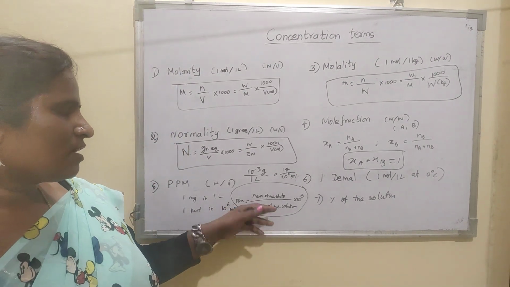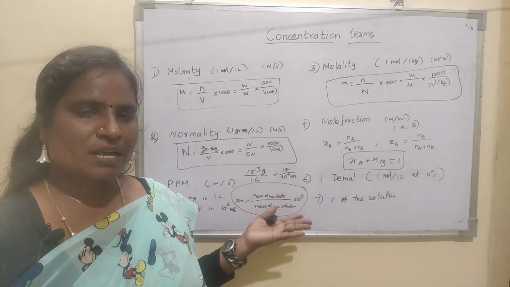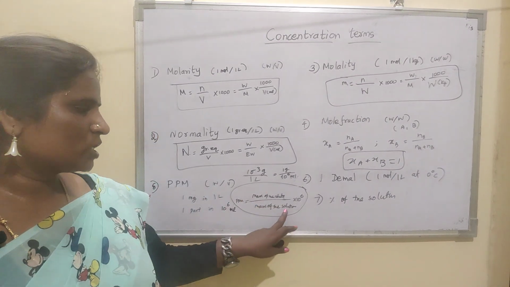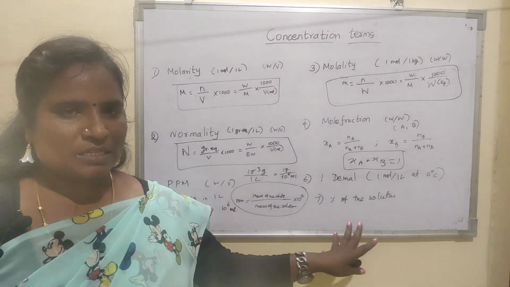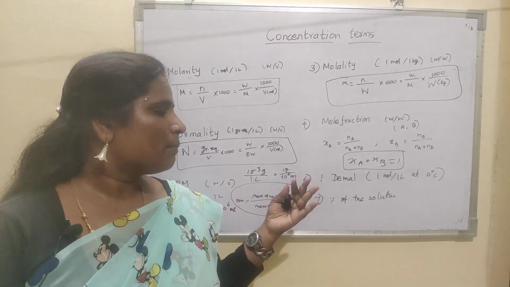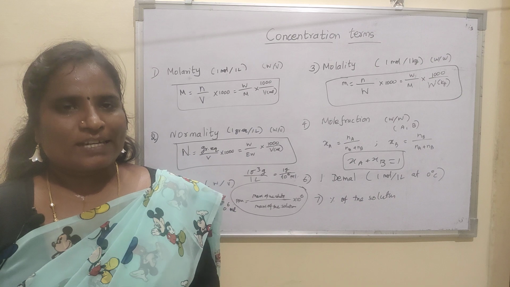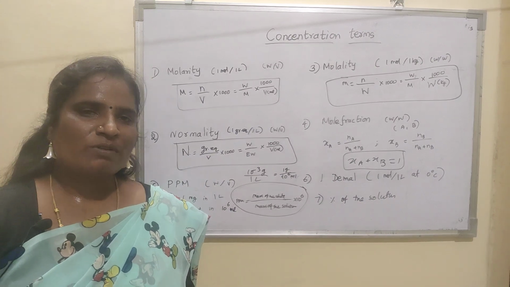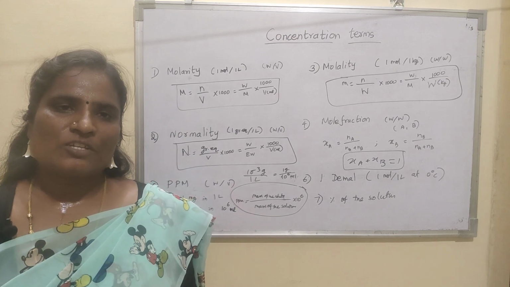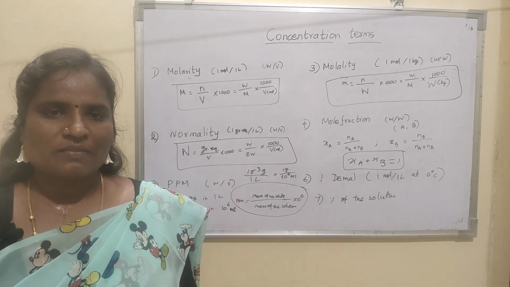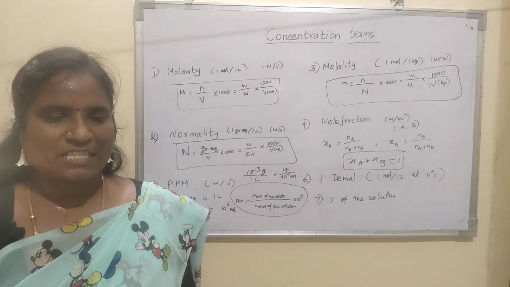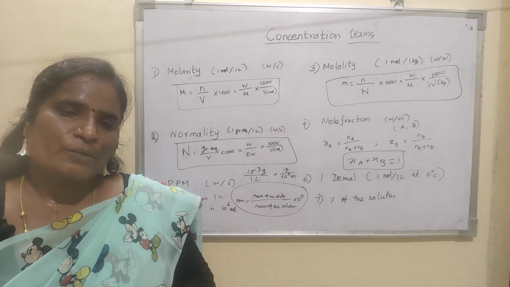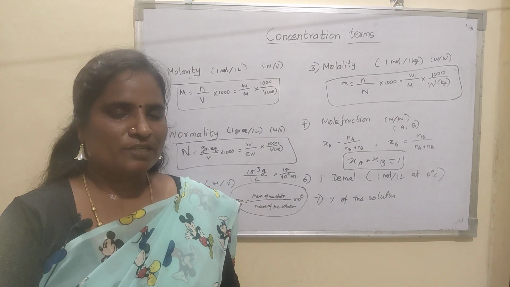So the general formula is the mass of the solute divided by the mass of the solution, which means the mass of the solute plus solvent is the mass of the solution, into 10 to the power 6. Using this formula, we can calculate the parts per million. Hope you understood all these various concentration terms. We need these for the calculation of various concentration terms of the given solutions, for example molarity calculation, normality calculation, and so on. You can use this formula. Hope you understood. Thank you.